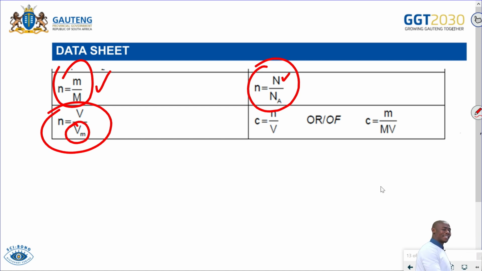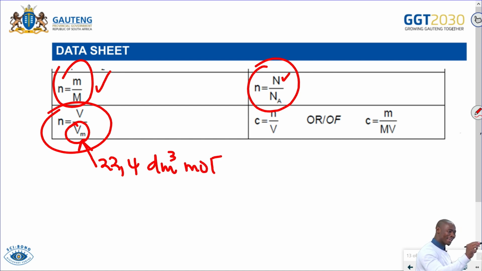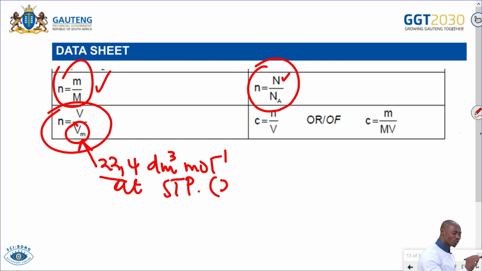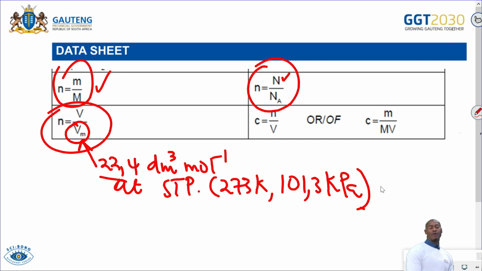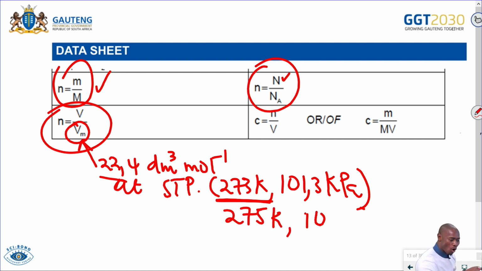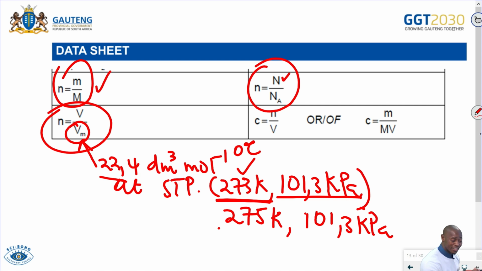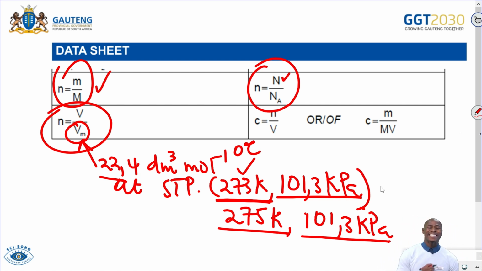This Vm is 22.4 cubic decimeters per mole at STP, at 273 Kelvin and 101.3 kilopascals. But if I change this to 275, with 101.3 kilopascals, the value cannot be the same. It can't be 22.4. It is 22.4 at 273, or at 0 degrees Celsius and 101.3 kilopascals. But if you change this to 275 and leave the pressure as it is, it's no longer 22.4.